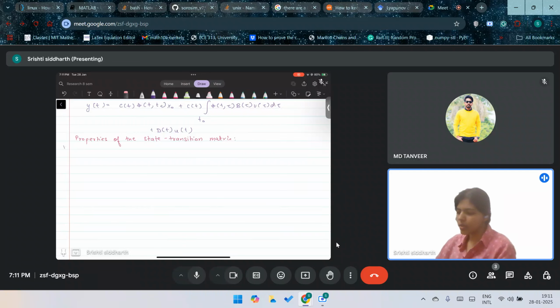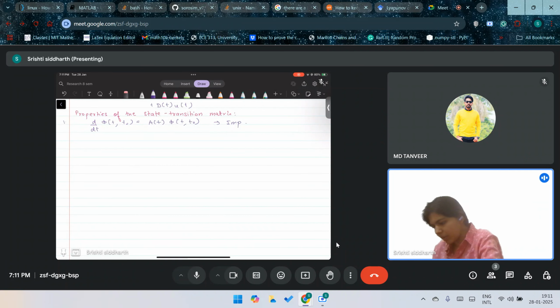Okay, so the first property is that if we differentiate this function phi(t, t0), it gives you A(t) times phi(t, t0). This is a very important property which will also be used in the questions we look at now. And then the second property is: you have a system which starts from tau, and the same system which goes from tau to s. This is simply right.